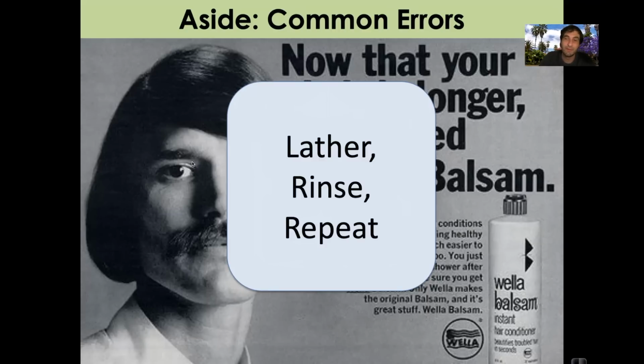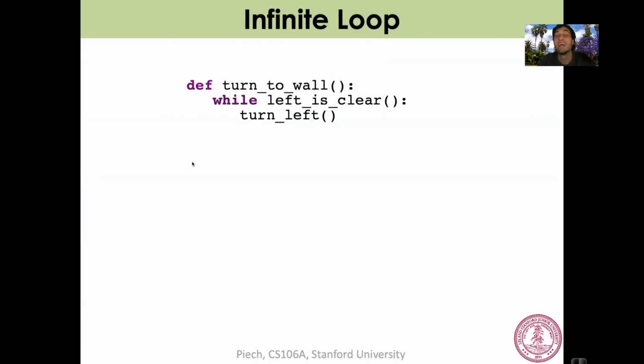There's this joke: why did the programmer die in the shower? Because the instructions on the shampoo bottle said lather, rinse, repeat. And a programmer would lather, then rinse, and then repeat. And then lather, and then rinse, and then repeat. And there's no stopping condition. Terrible joke.